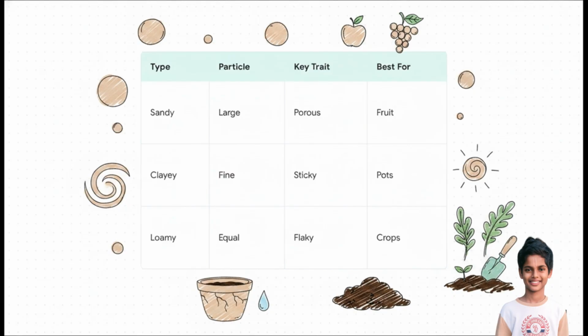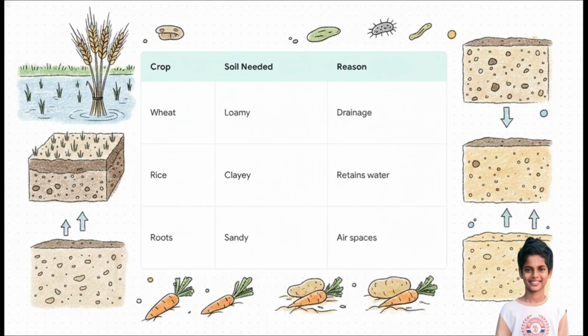And sandy soil? Well, it has large particles, it's highly porous, pale brown, and it's simply the best for growing root vegetables and fruits. Which brings us to a classic give reasons question. Why don't we find the same crops growing everywhere across the country? Answer, because specific crops demand specific soil properties.